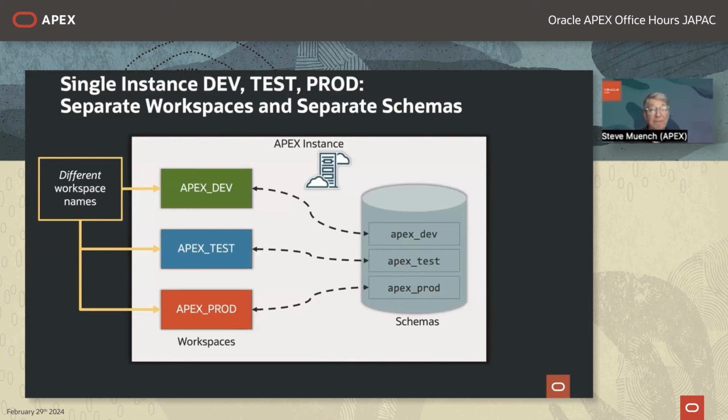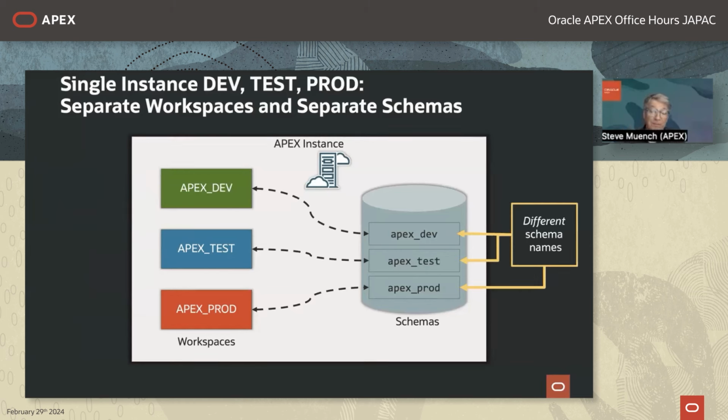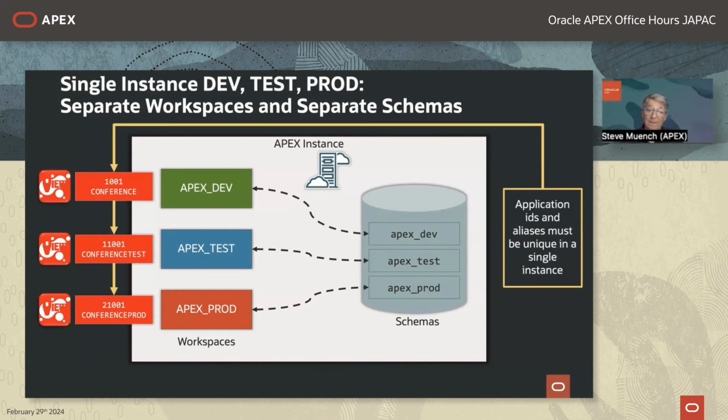If you only have one Apex instance, you of course can set up separate workspaces, have a dev workspace, a test workspace, and a prod workspace with possibly different schema names because you'll be making database changes in development that won't be ready for test yet and won't be ready for prod. So having separate schemas is important. But that means, because of the requirement that the application ID be unique across the whole instance, that your application 1001 in the Apex Dev workspace needs a different ID when you install it into the test workspace, and a different ID again when you install it into the prod workspace.